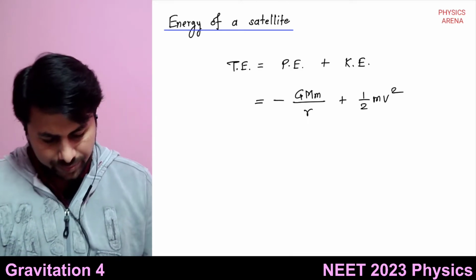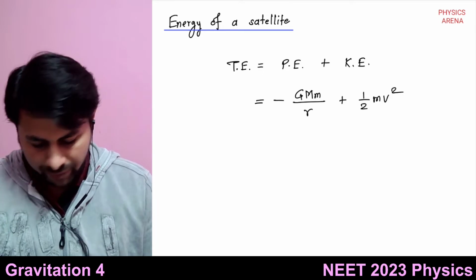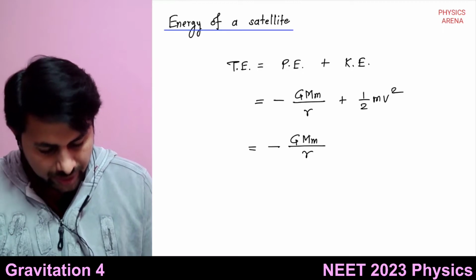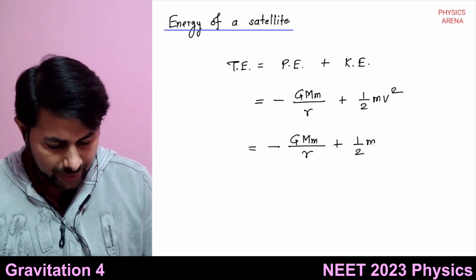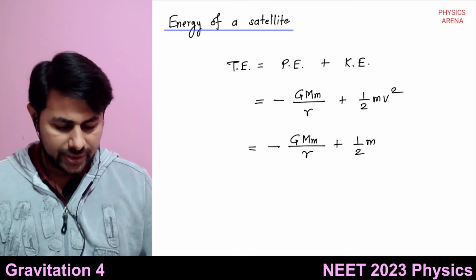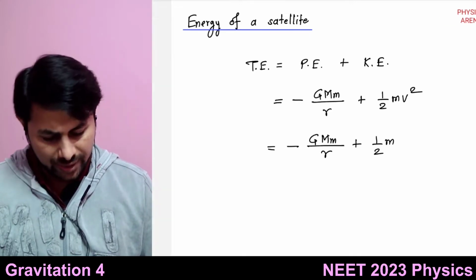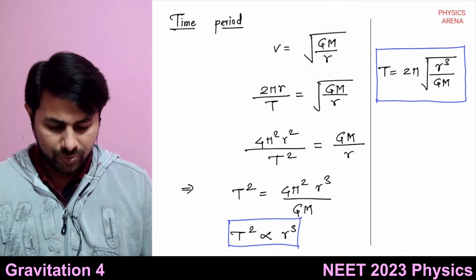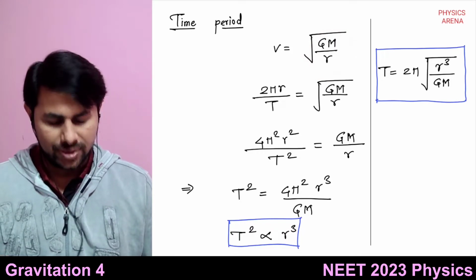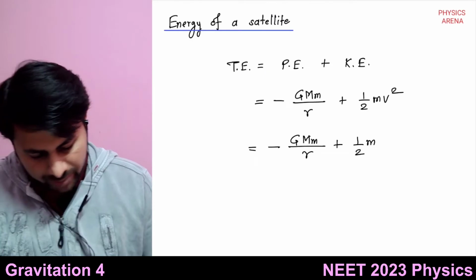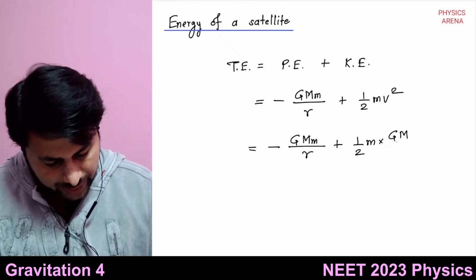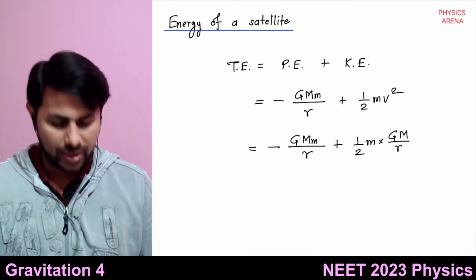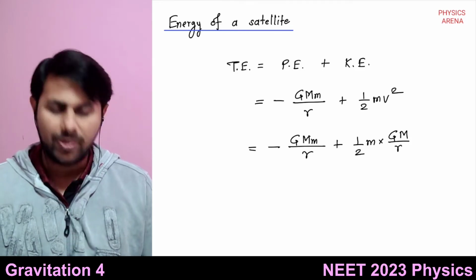Okay, so kinetic energy is half of mv square, so it's equal to minus of GMm divided by r plus half of m multiplied by v square. And what is the speed of a revolving satellite? The speed of a revolving satellite is the square root of GM over r. If we take its square, we'll get GM upon r, right? So it is GM divided by r. So here we have minus of GMm upon r plus half of GMm upon r.